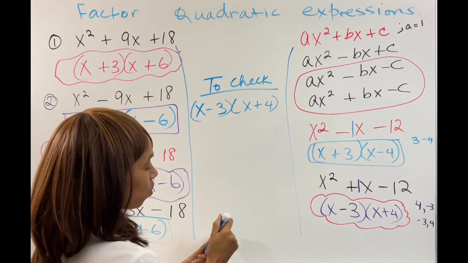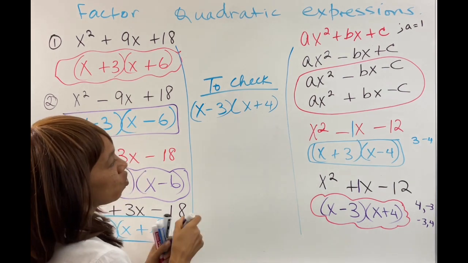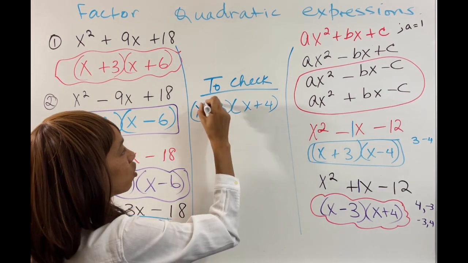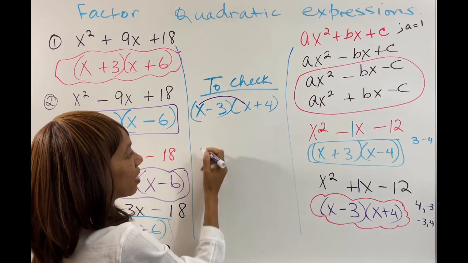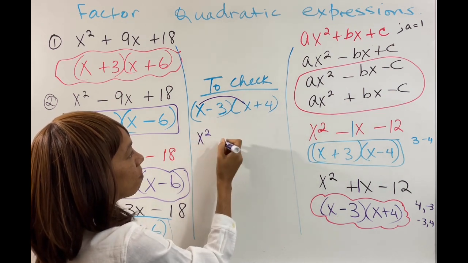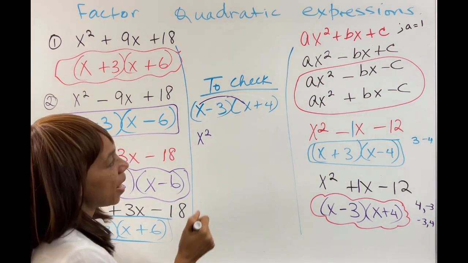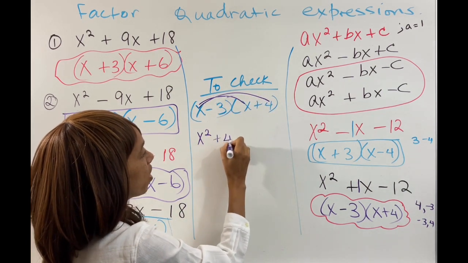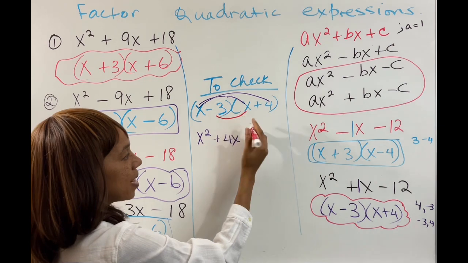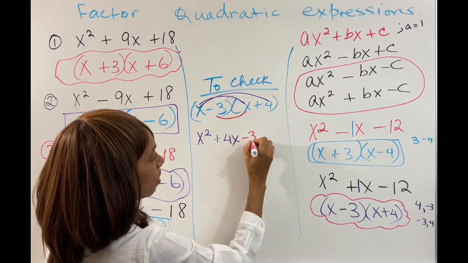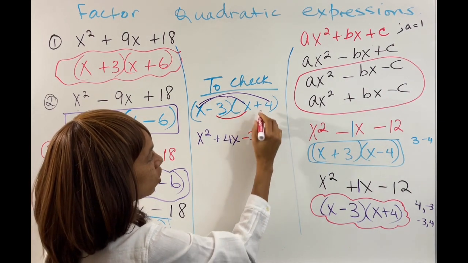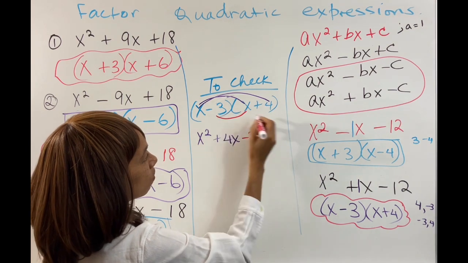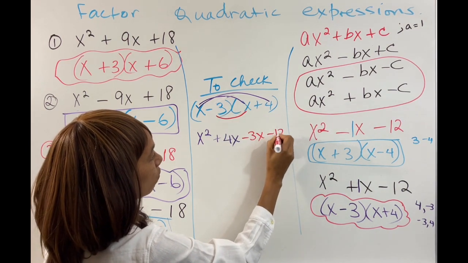So what you have to do here when you are checking, you are now going to use the distributive property. So you're going to multiply x by x, you will get x to the second power. You will then multiply x times 4, which is going to be 4x. And then you will now multiply negative 3 times x, which will be negative 3x. And you will have negative 3 times negative 4, which is negative 12.